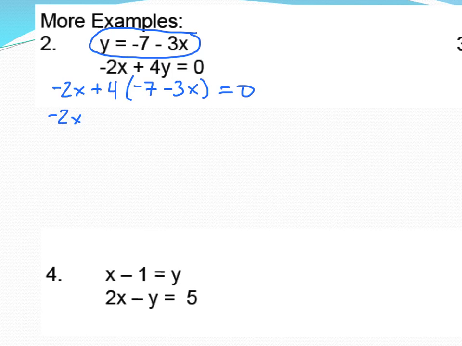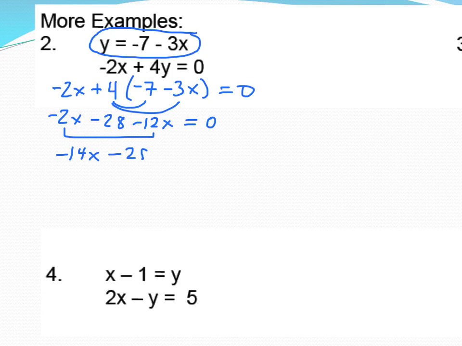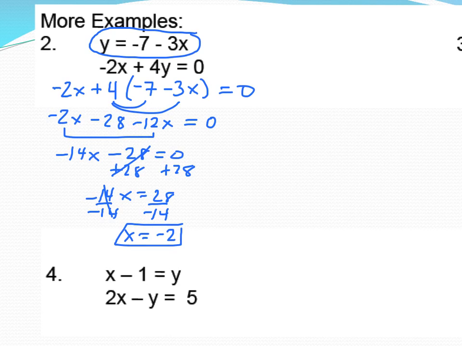So I have -2x. I see here I got to distribute the 4 just like we did in the previous example. So 4 times negative 7 is negative 28. 4 times negative 3x is going to be negative 12x. That's equal to 0. Combine like terms, negative 2 minus 12. That's going to be negative 14x minus 28 equals 0. Have to get x by itself, so I'm going to add 28 to the other side. So I get negative 14x equals 28. Divide by negative 14, so it cancels out, to give me x equals 28 divided by negative 14 is negative 2.